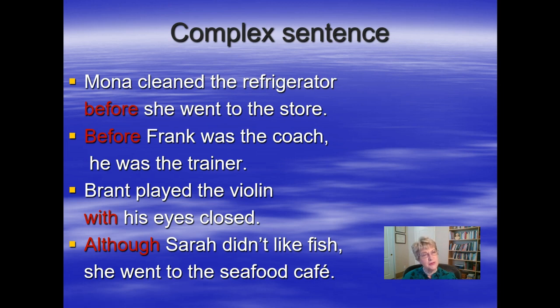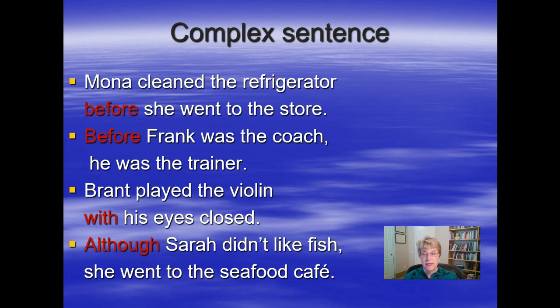Okay, so how did you do? Everybody's results are going to look a little different, and this is what I came up with. Mona cleaned the refrigerator before she went to the store. Notice that there's no comma because the subordinating conjunction is in the middle of the sentence. Before Frank was the coach, he was the trainer. Notice that there is a comma because the sentence begins with a dependent clause initiated with the subordinating conjunction before.